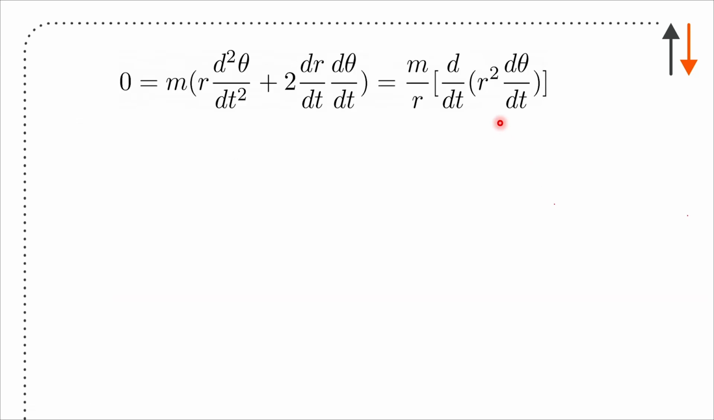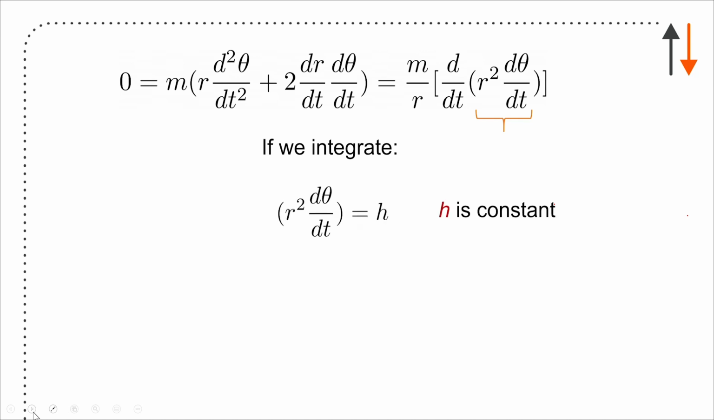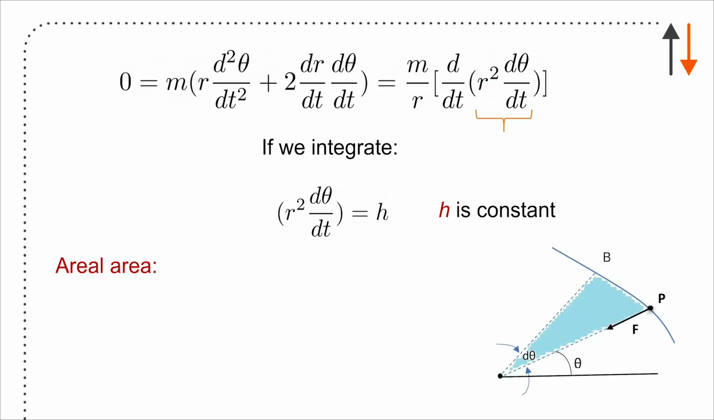For the second equation, the forces in the theta direction, which was 0, I can rewrite the equation like this. And if I integrate, it tells me that this part of the equation should be a constant, since the derivative of this term is 0, which means that this term should be a constant, and the constant I'm calling h.